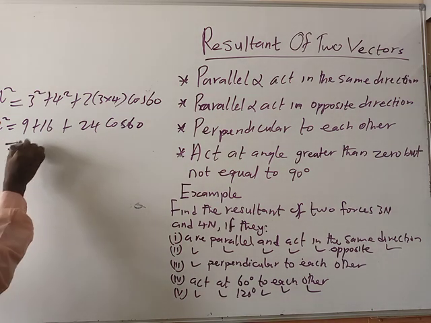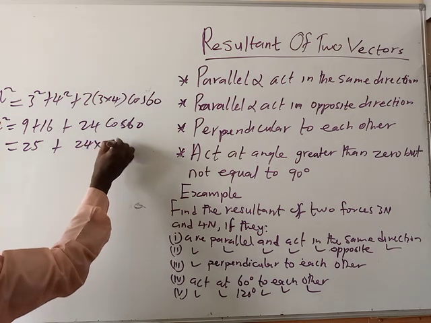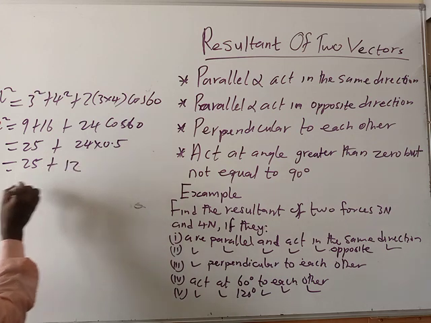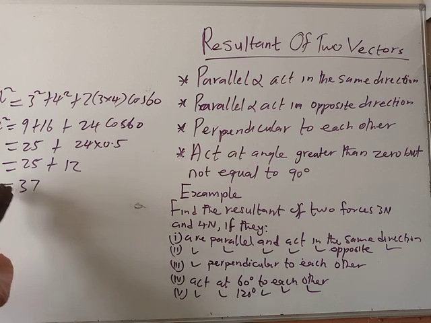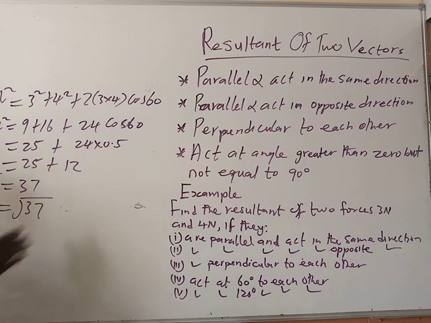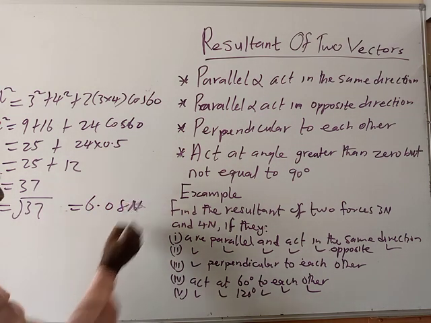So therefore we have 25 plus 24 multiplied by 0.5, which will give us 12. The answer is 25 plus 12, so our answer is equal to 37. That is R squared. Then, to find the final answer, just say R is equal to the square root of 37. Whatever you get must be in Newton. And then you get something like, I think it's 6.08 Newton.